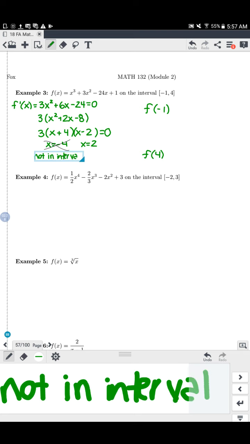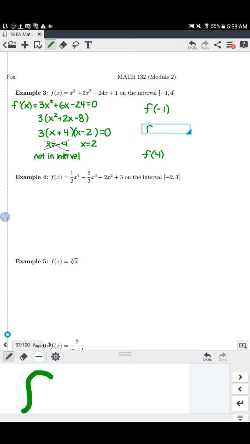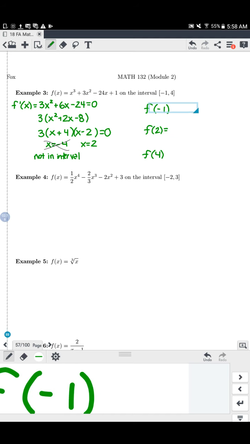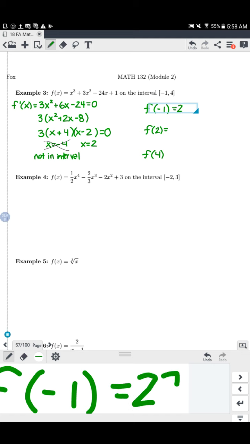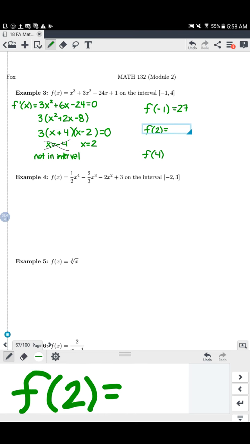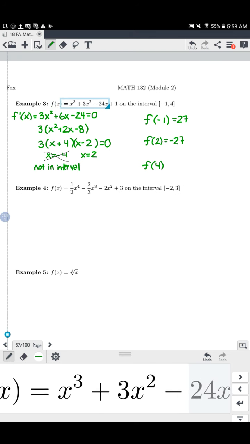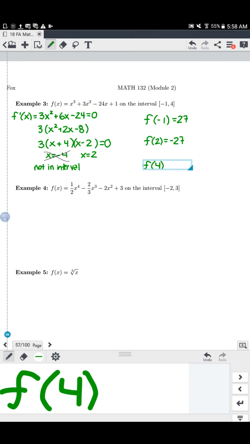The less critical numbers in the interval of interest that we're given, the less y values we need to plug in. So I'm only going to plug in f of 2. So if I plug these into the original, I plugged in -1 up top, and I got 27. F of 2, when I plugged it in up top, I got -27. And f of 4, plugging into this long function up here as well, f of 4 is 17.